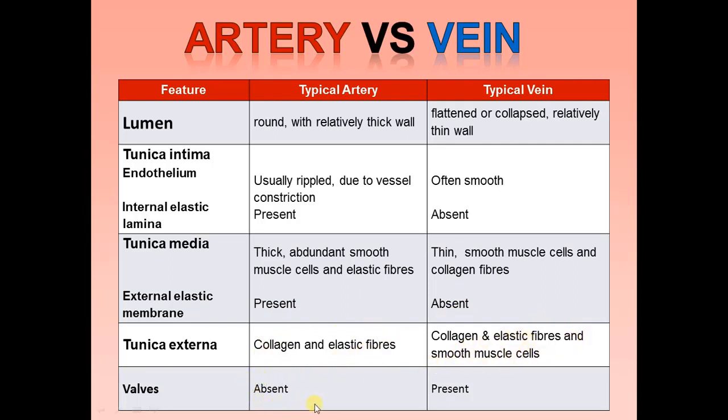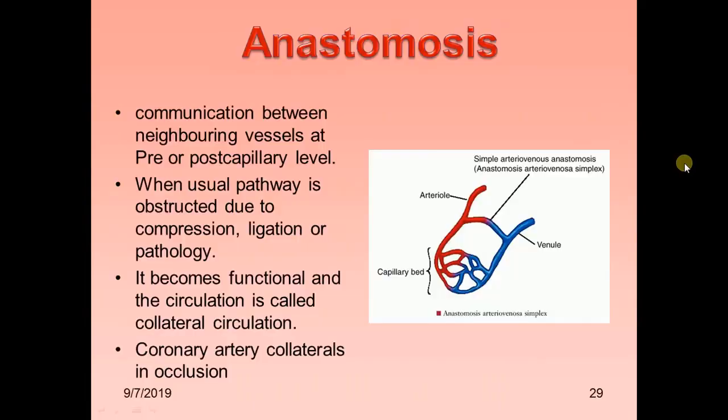Valves are absent in arteries. The only thing you have is some precapillary sphincters. A sphincter is something different from a valve. A valve is present inside the lumen, and valves are actually present in the veins. So this is a summarization of the characters of the artery and vein.